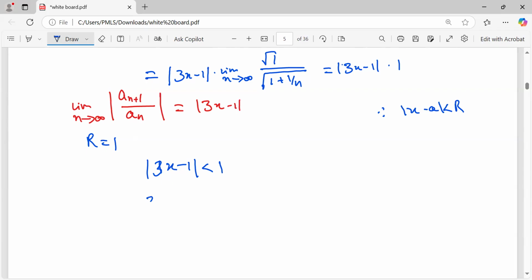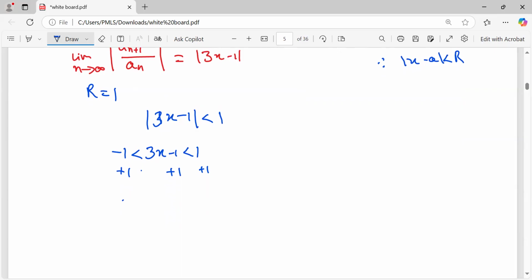So when we open this modulus, we get -1 < 3x - 1 < 1. If we add 1 on all sides of this inequality, we get 0 < 3x < 2. We need to find x, so we divide by 3, and we get 0 < x < 2/3. So this is an open interval.